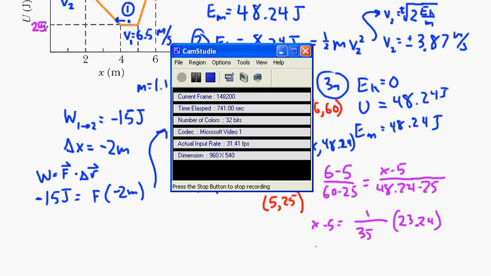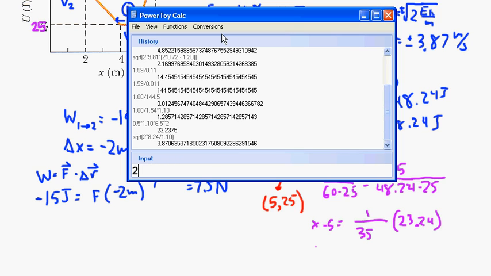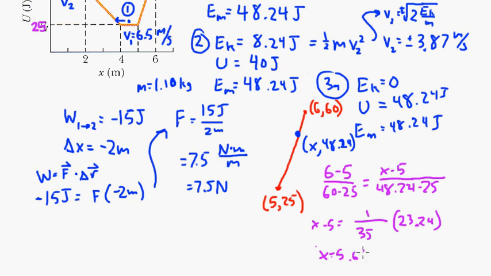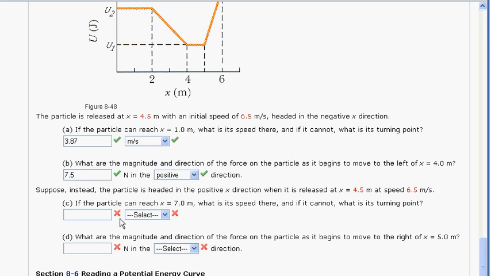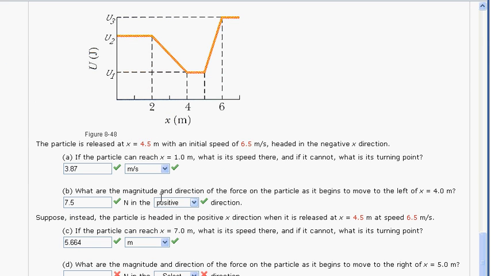So 23.24 divided by 35 plus 5. X is going to equal 5.664 meters. Let's see if I got that right. Okay, got it right. Next, the magnitude and direction of the force if the particle begins to move to the right of x.